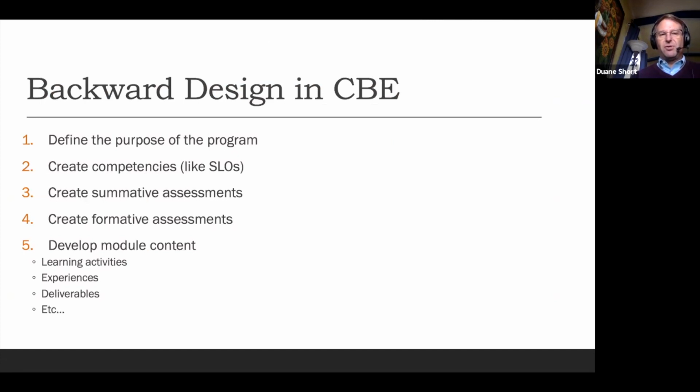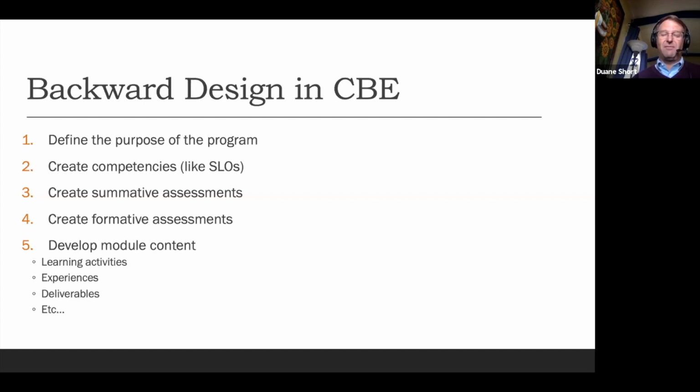CBE has a strong focus on backward design, kind of what we saw on the last slide. So the concept here is first to define the purpose of the program. And like Marty said, that would probably be defined in close combination with employers or industry, at least for CTE programs. Then you create the competencies that the students are going to learn in each module, like that competency about doing an employee performance evaluation. Then you create the summative assessment for that. The summative assessment is how the student is going to demonstrate that they can do that.